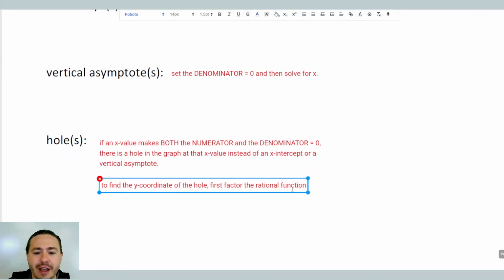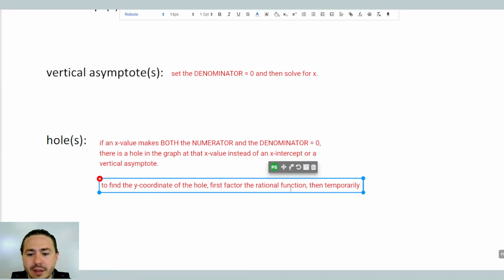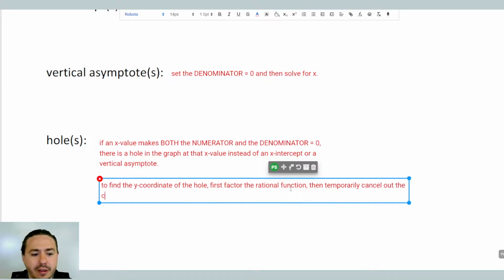So first you factor the rational function, then temporarily cancel out the common factor to create what I'm going to call a hole equation. And this hole equation is exactly the same as the original equation or function, except the hole is filled in, so that when you plug in the x value, you're not going to get an undefined result. You're actually going to get a y value, and that y value will be the y-coordinate of the hole.